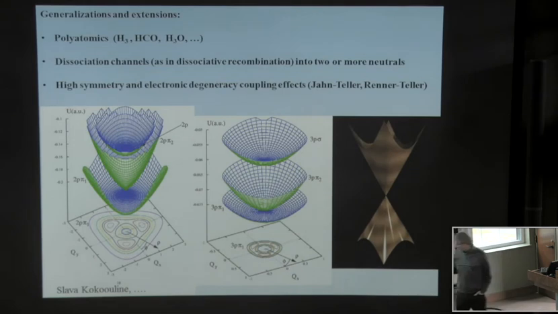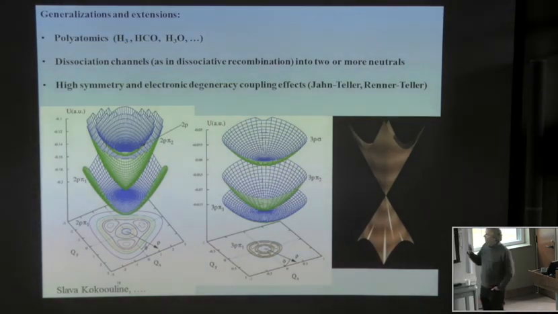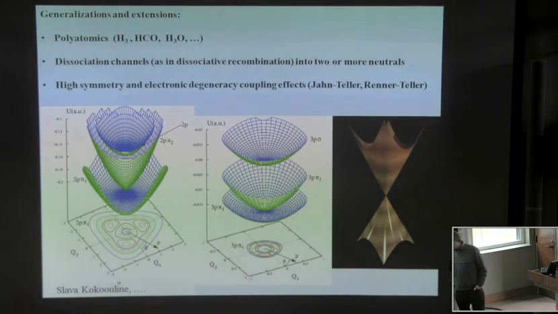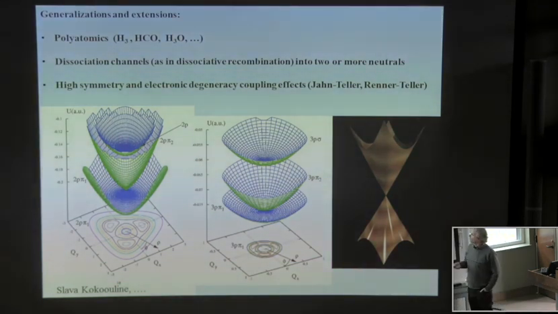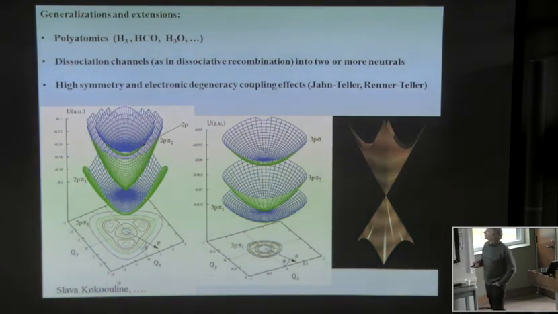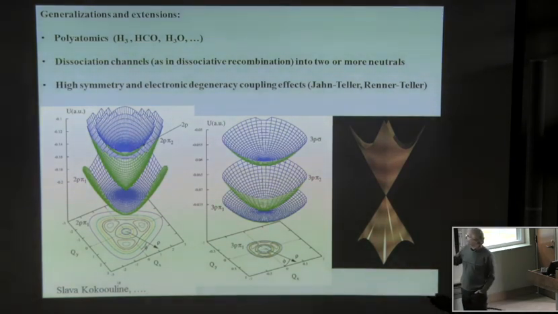So we set out to apply this to H3+ dissociative recombination when Slava was in my group years ago. And basically, this is a lot more complicated. You have many more coordinates, and you have conical intersections to deal with, the p electrons. You have a Jahn-Teller effect. It's illustrated by these kind of graphs.